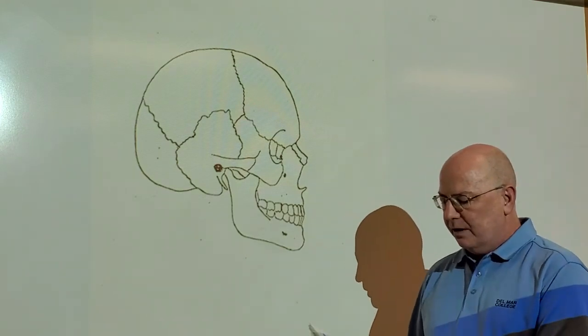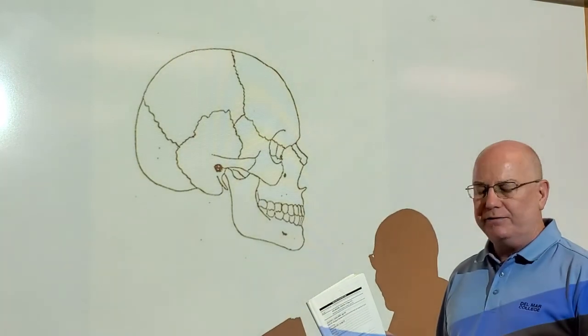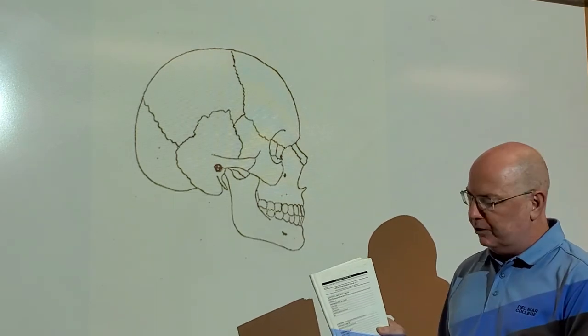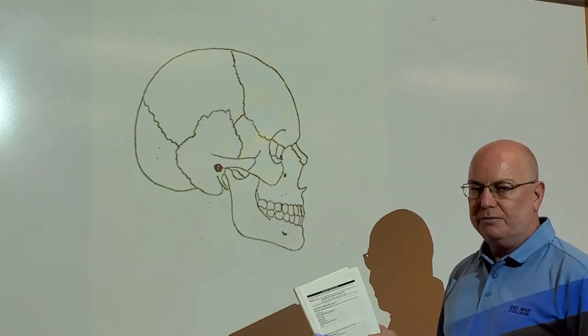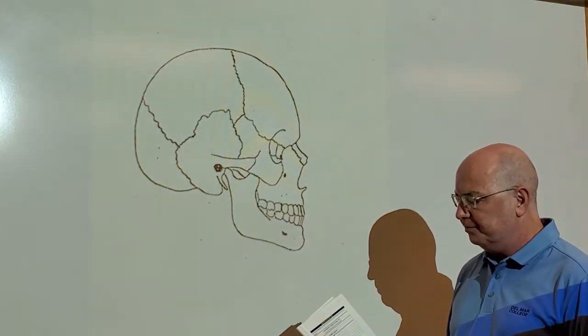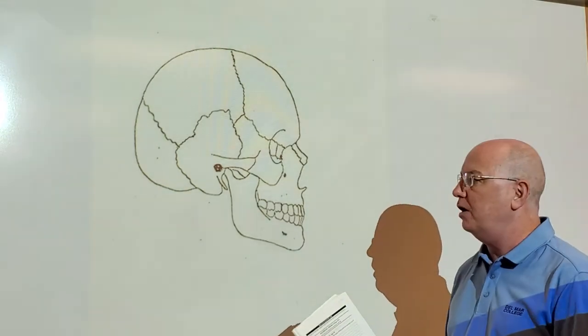Now, we have reference to the page numbers here that are in your lab manual, if you have the current lab manual. So if you want to study the orbit and the sutures of the skull, they're on page 149, the frontal bones on page 154. So we tell you where to find the information in your laboratory manual, if you have the latest one. If you don't, it's just a page or two off.